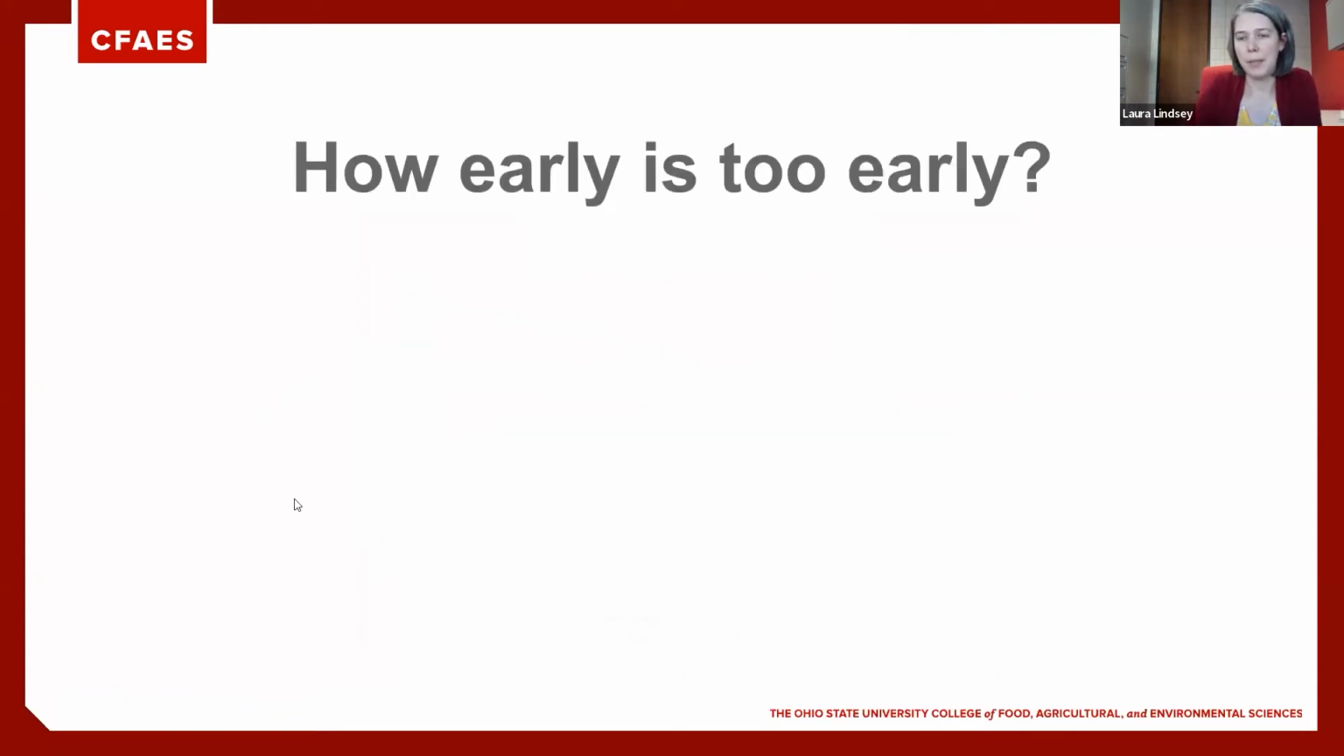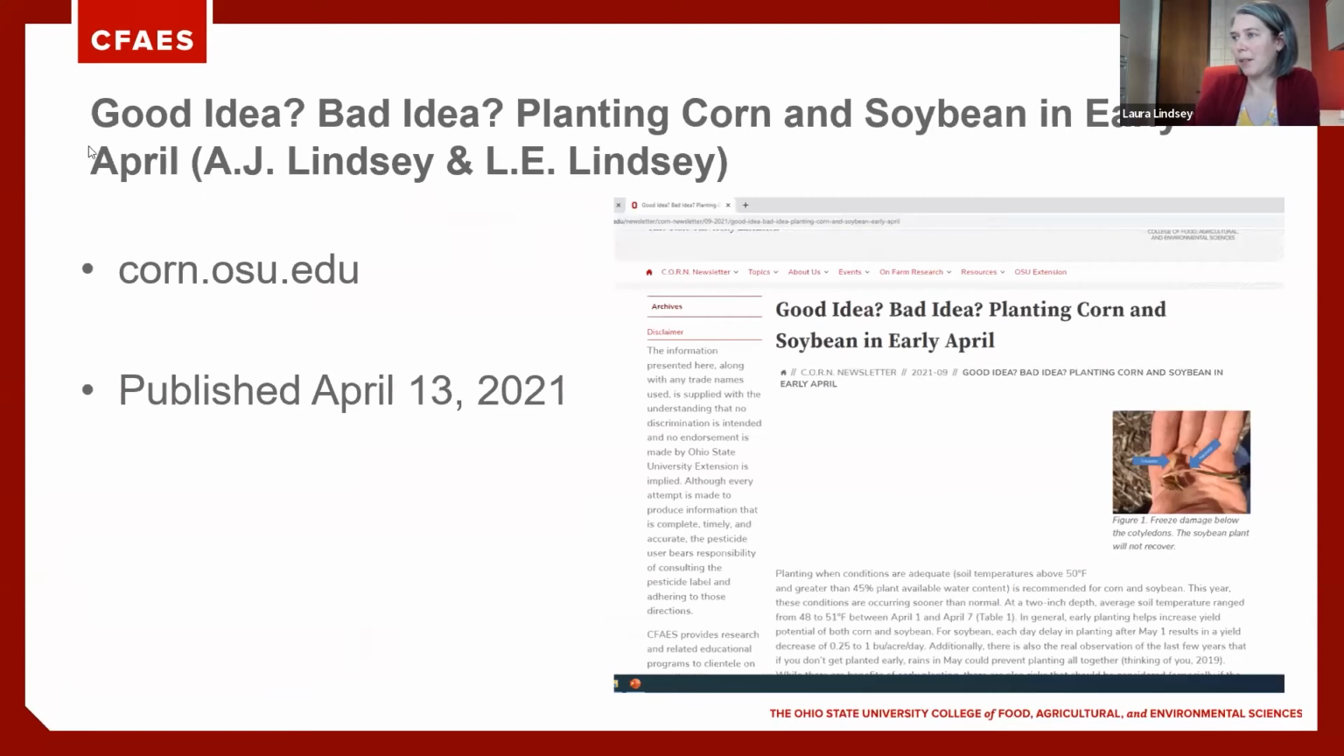The question that piqued my interest with this planting date research was, how early is too early? I see a lot on social media and newspapers about farmers planting really early. So this is something I was interested in, and we did a study in 2021 to look at this a little closer. This was an article my husband and I wrote for the Corn newsletter in April of 2021. Planting in early April, is that a good idea or a bad idea? That's a really hard judgment call because you don't know what the rest of the year is going to look like.